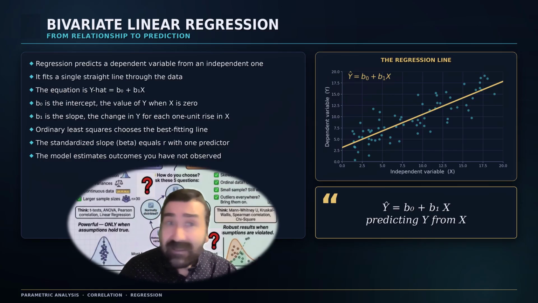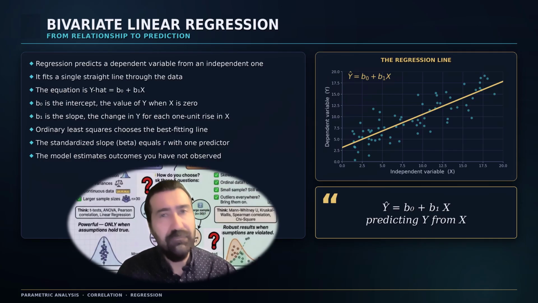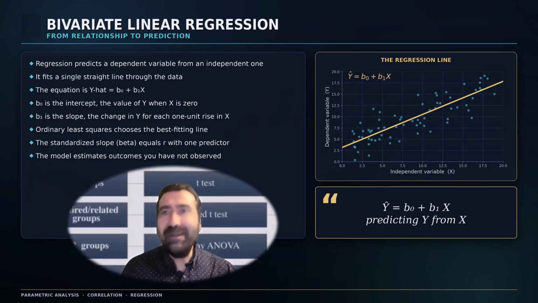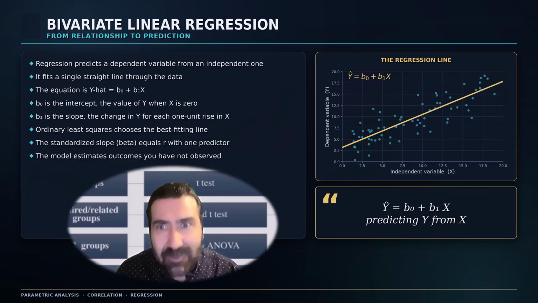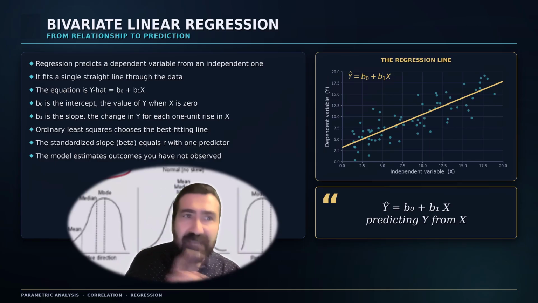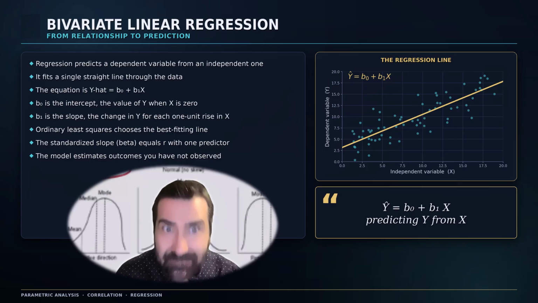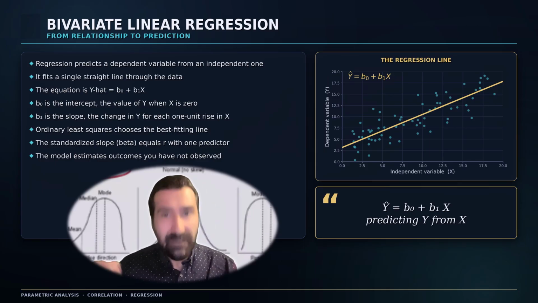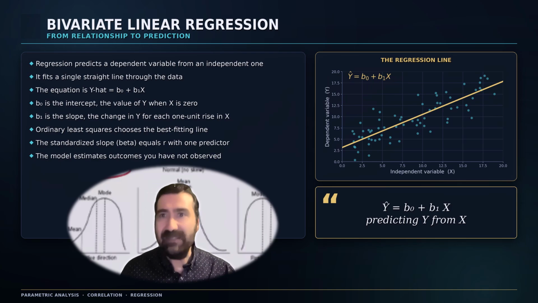So how do we find the single best possible line? We use a method called ordinary least squares. That is a fancy name for a simple idea. It picks the one line that sits as close as it possibly can to all of the points at the same time. And here's a neat little fact for the curious among us.